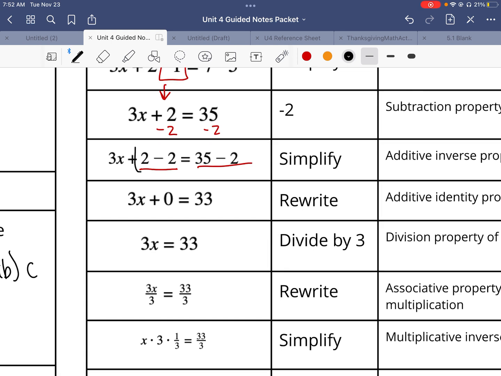Okay, and that's true here too, right? 2 minus 2 is 0. Okay, so then I just went ahead and rewrote that. Okay, 2 minus 2 is 0.